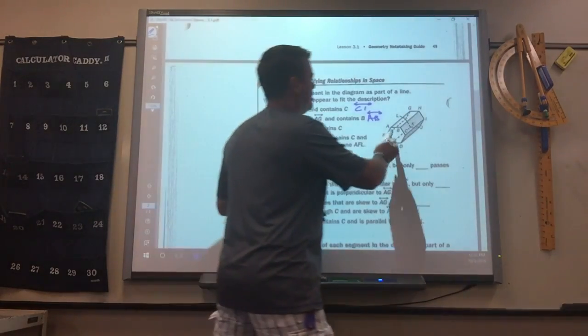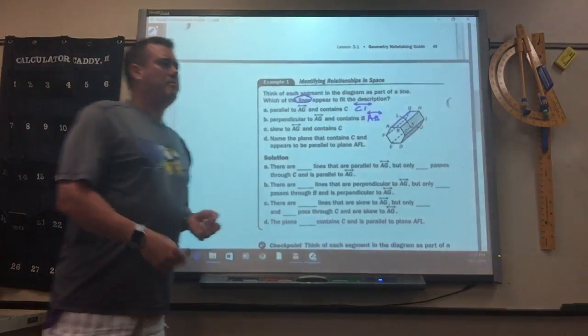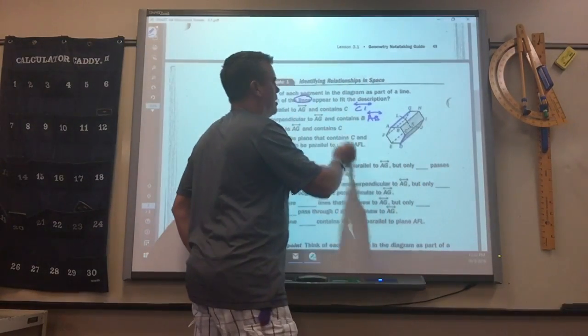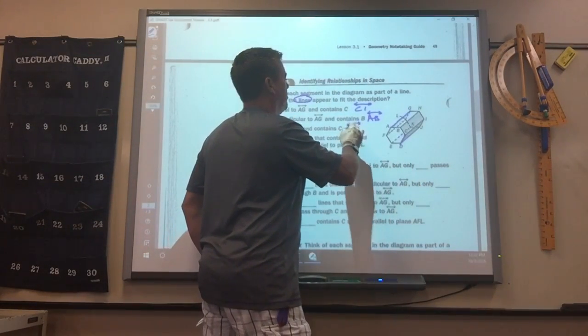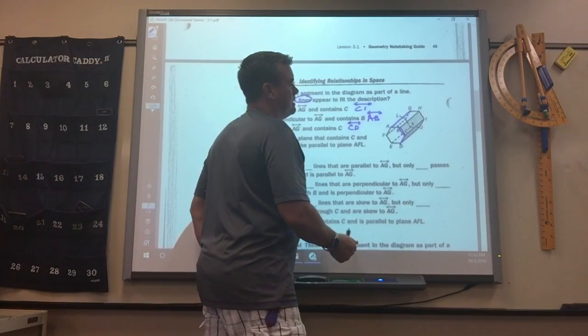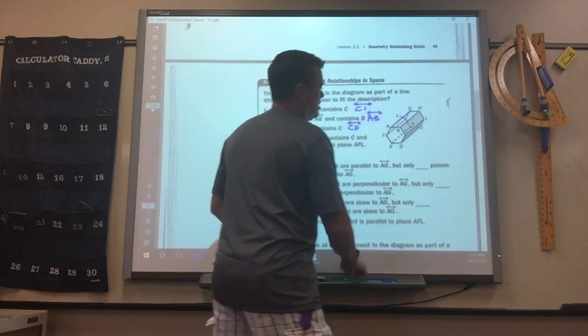Skew to AG and containing C. CD? CD would work. They're not parallel. Would CV work? CB would work because it wouldn't intersect. And now this is something that's outside the box, but you don't have to use the actual line.